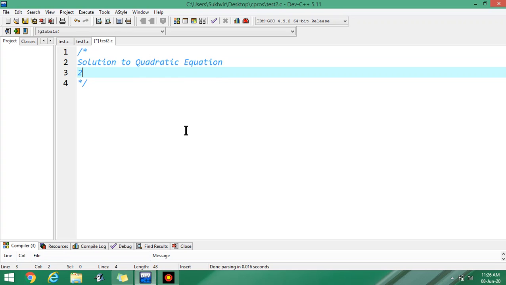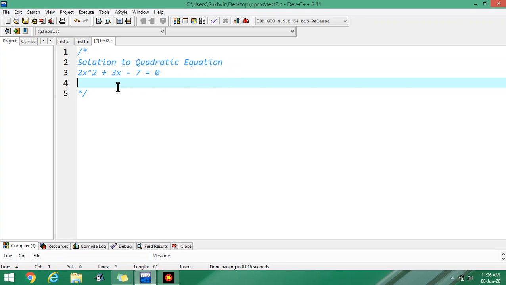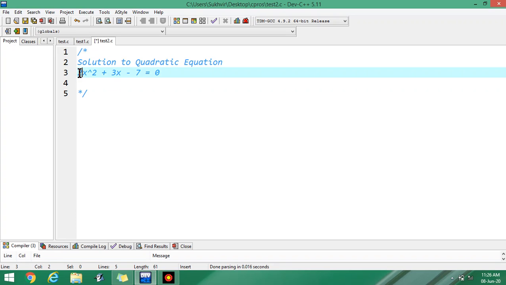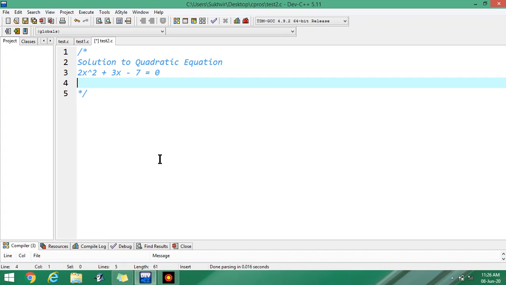Suppose I write 2x square plus 3x minus 7 is equal to 0. This equation is a quadratic equation. In this equation, the coefficient of x square is 2, the coefficient of x is 3, and the constant is minus 7. Basically, three components are required.